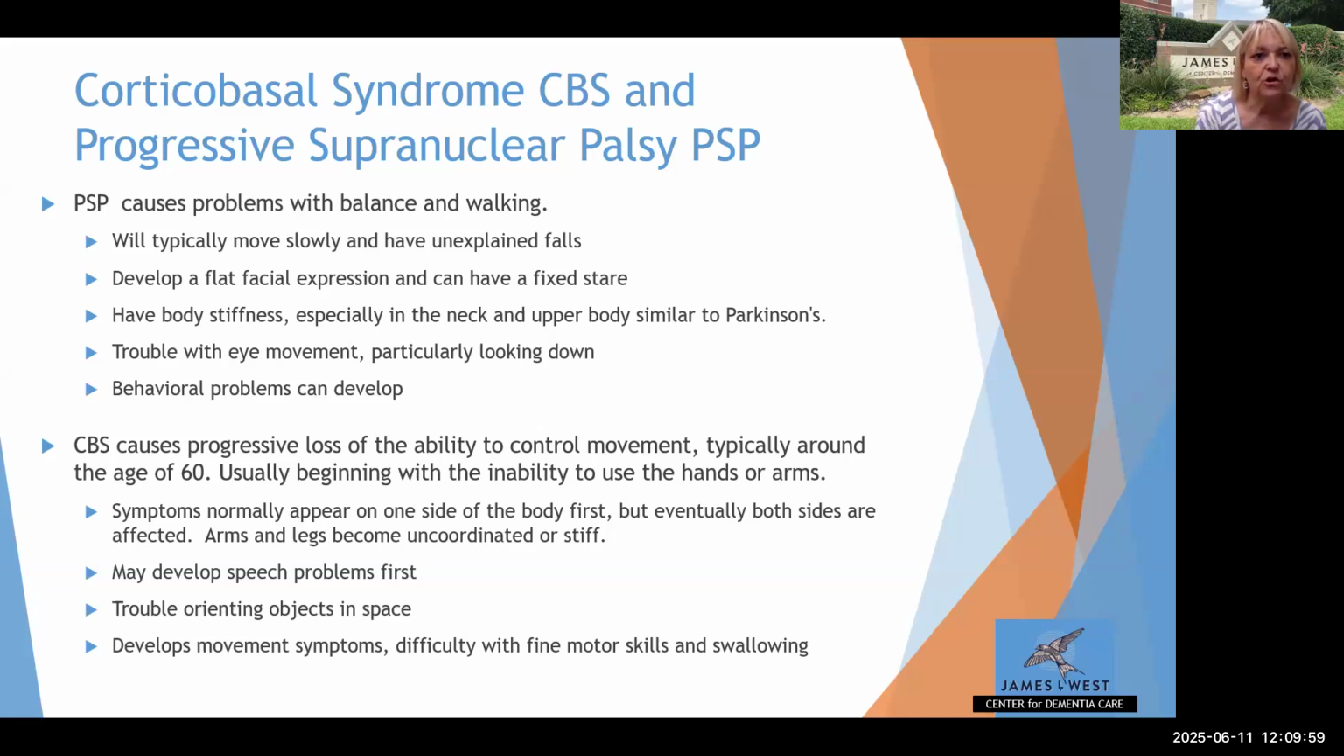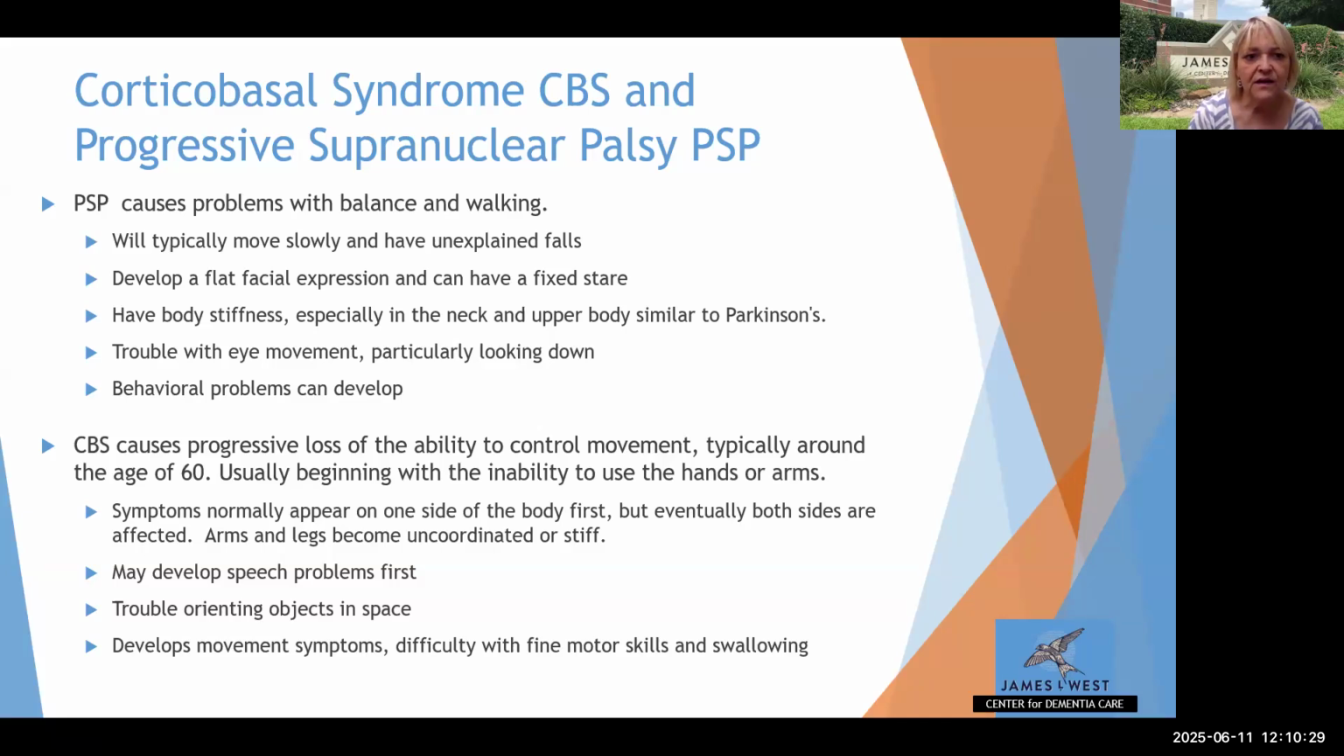So let's look at this one a little closer. The progressive supranuclear palsy, PSP, and the corticobasal syndrome, CBS. The PSP, this one causes a lot of problems with balance and walking, lots of unexplained falls, that flat facial expression, body stiffness, trouble with eye movement, looking down a lot, and they can also develop those behavioral issues.